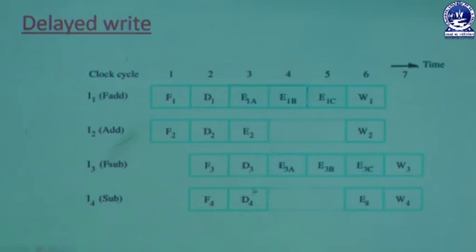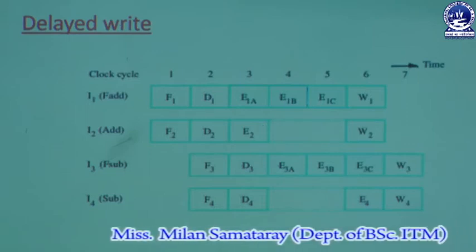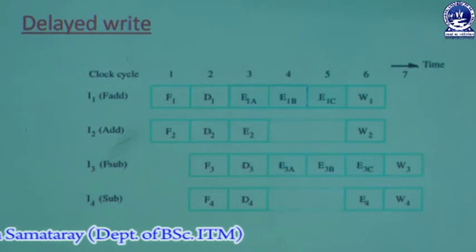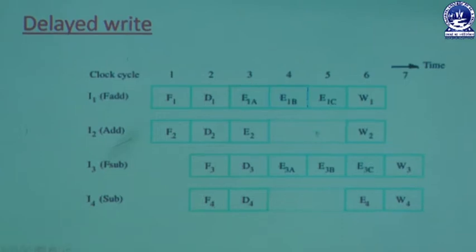So, in this diagram you can see that we must delay the step W2 until the write-up result of instruction I2, or you can say the delay of writing the result into the register file, which occurred in clock cycle 6. What is the reason? When we are delaying this, the integer execution unit must return the result of instruction I2.